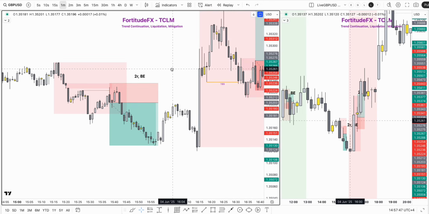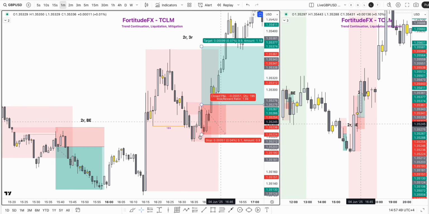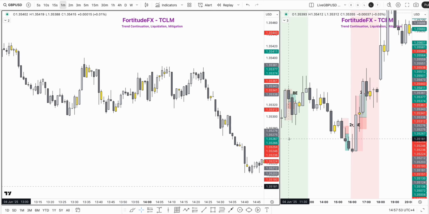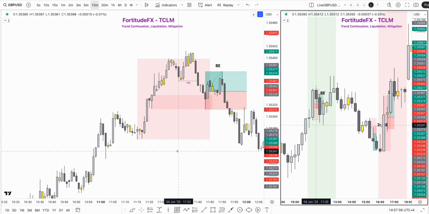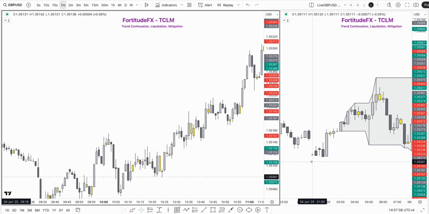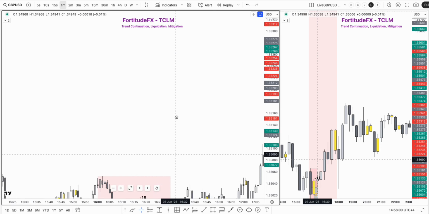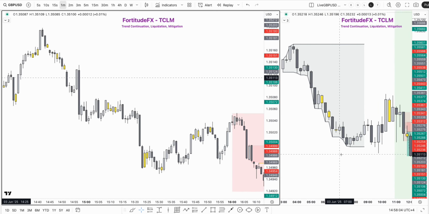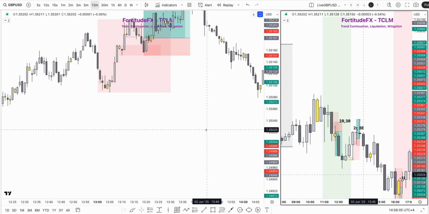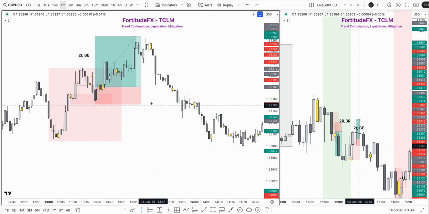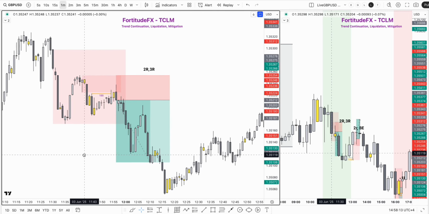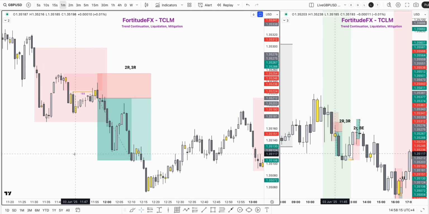1, 2. So that's 2R. That's 3, 4. Let's move backwards to here. That's a break even. So we're still sitting at a 4. Let's go previous to here. That's -1. That's a 3. Let's go back here. What do we have? 3, 4, 5, and then 6, 7. So we have 7R in GU in 2 days.